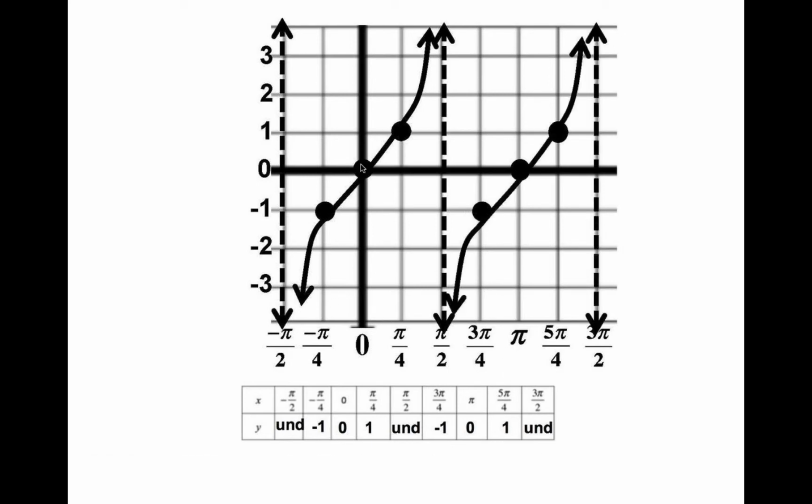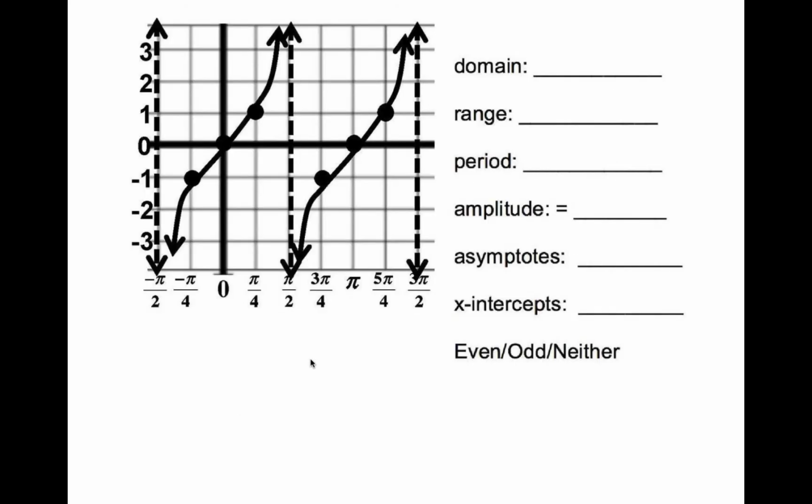So notice it gets a repeating graph. Notice that the domain is going through negative pi over 2 to positive pi over 2 and then repeating in sequences. The range is all real numbers. I don't know why that doesn't look right, but it's all real numbers. Your period, notice it repeats from negative pi over 2 to positive pi over 2. So that's a length of pi, which is different than sine and cosine. Your amplitude is the height from the axes to this point here. So that would be 1.